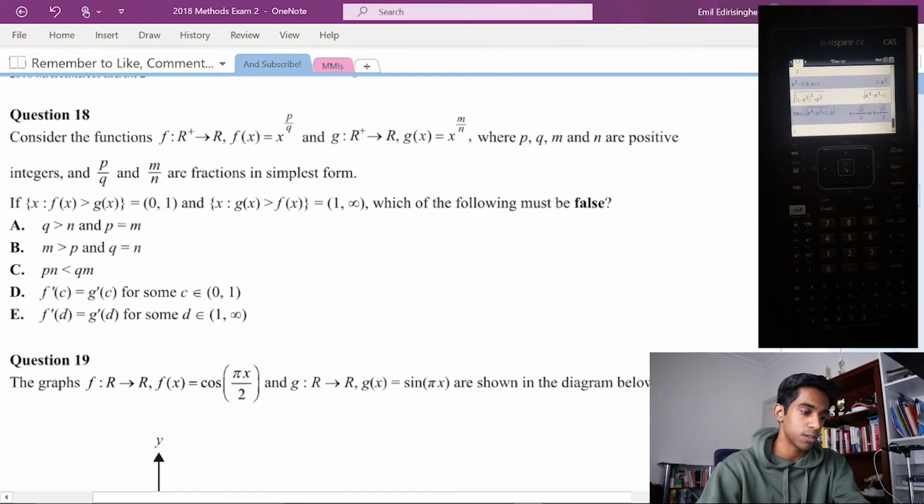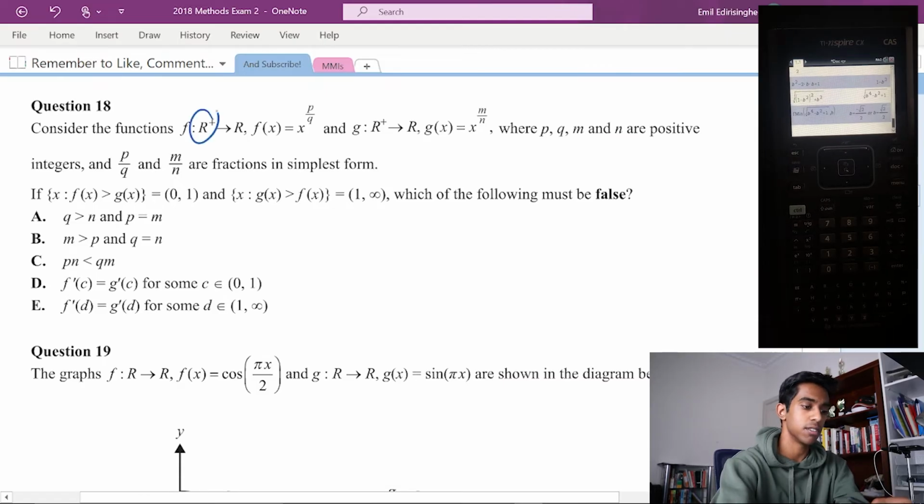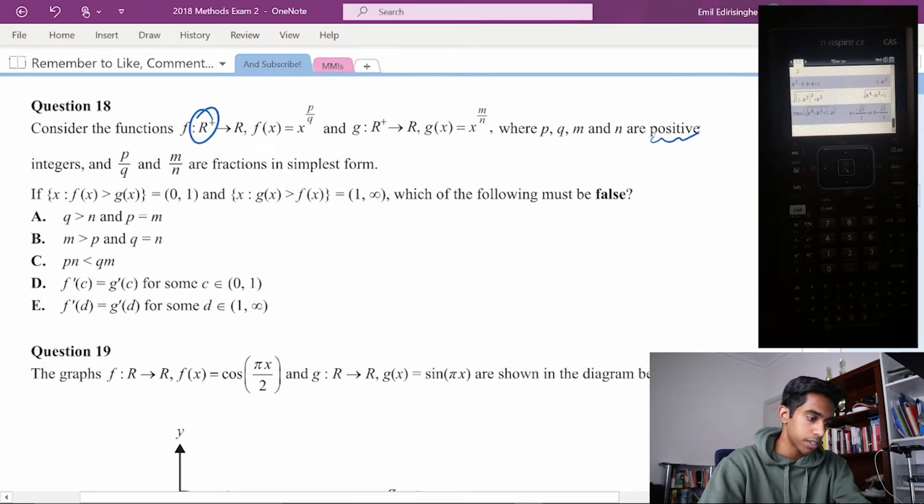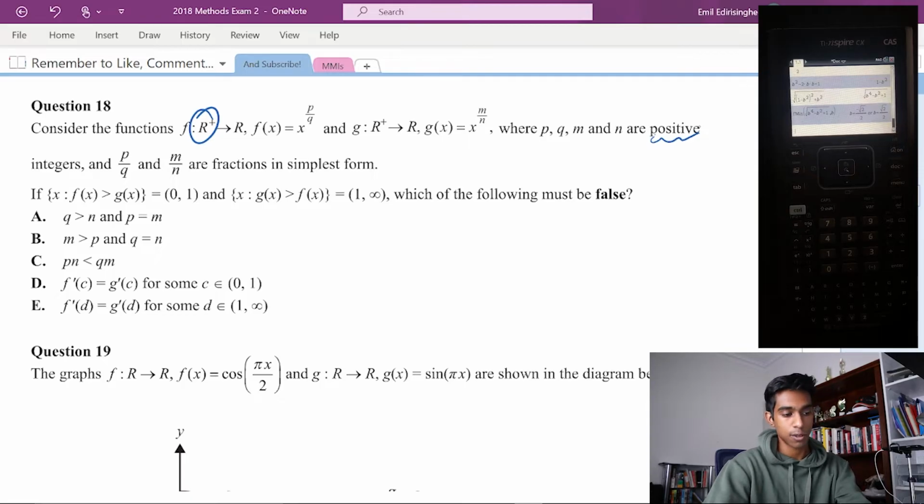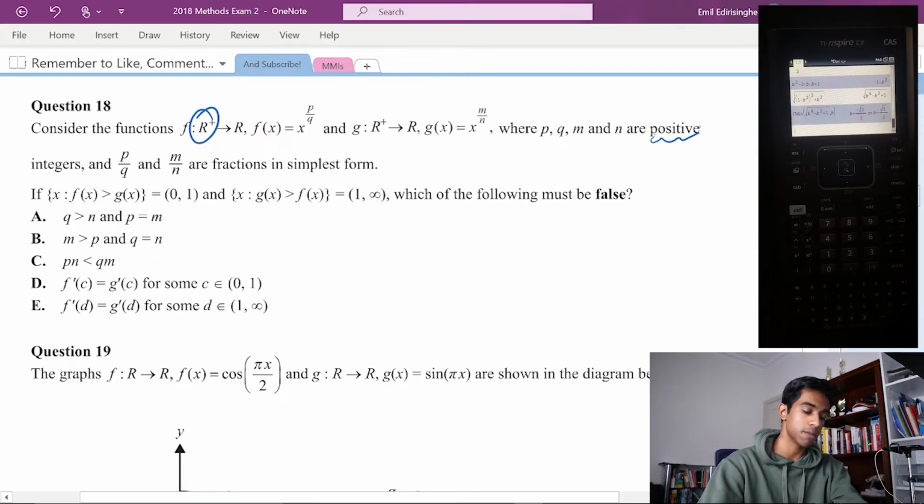Okay, so now we've got question 18 where there's a lot of parameters. So we're looking at these two functions in the positive real numbers, and where all of these are positive integers. So if f of x is greater than g of x for 0 to 1, and g of x is greater than f of x for 1 to infinity, which of the following must be false?